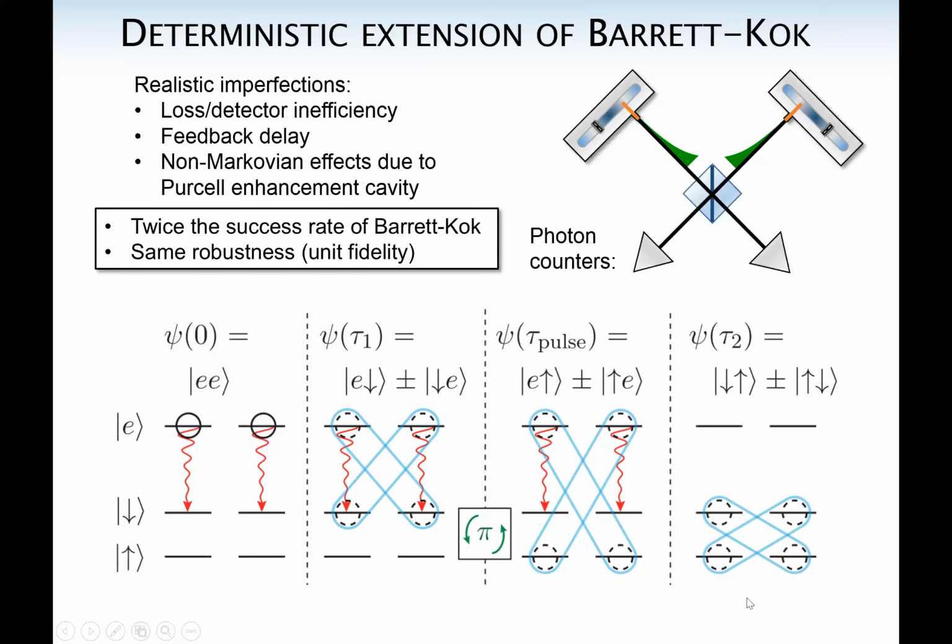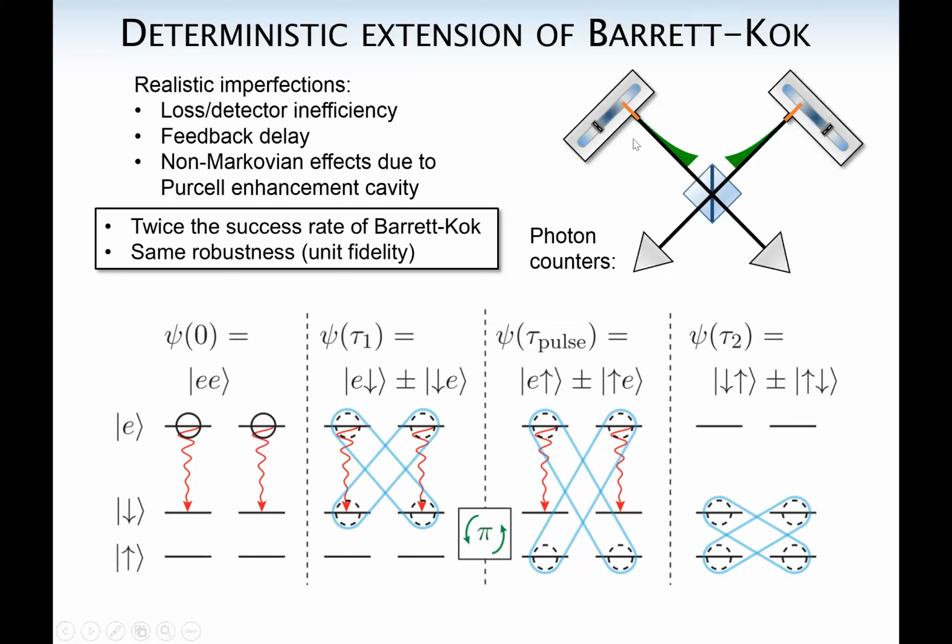And as long as you detect two clicks, it doesn't matter how much loss was experienced in the transmission line leading to these detectors. You know you detected two clicks. The environment can't have detected any because there were only ever two excitations in the system to begin with, and therefore you wind up in a unit fidelity Bell state.